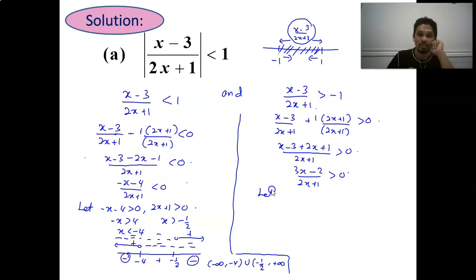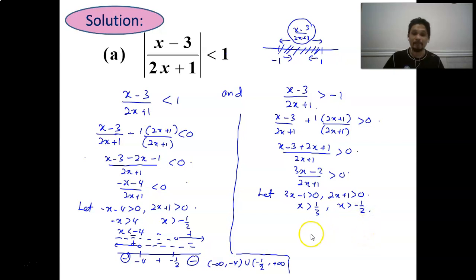But when we assume both of these linear factors, we assume these two, 3x − 1 greater than 0 and 2x + 1 greater than 0. Just assume that both are positive or greater than 0. Then x is greater than 1 over 3, and x greater than negative 1 over 2. And on this side, do you find any term of n or o here? No. I mean on this side only. There is no term of n or o.